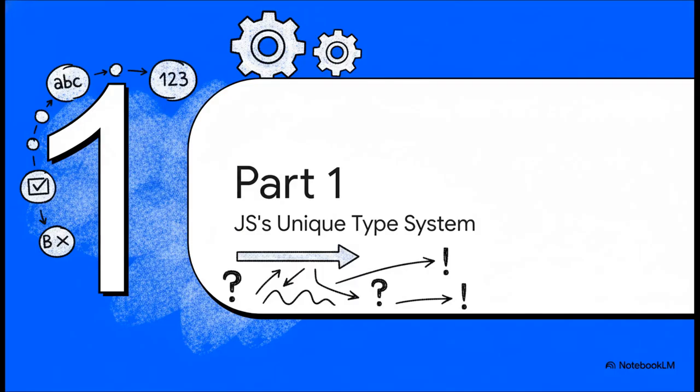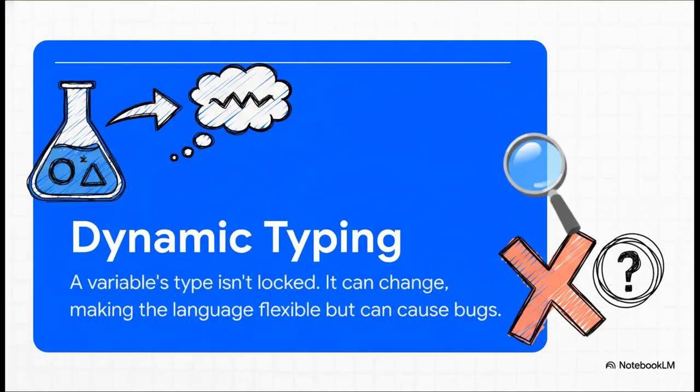All right, part 1, JavaScript's unique type system. First things first, let's talk about something that's, well, a little quirky about JavaScript, and that's how it handles data types. This is one of the biggest things that makes it different from a lot of other languages out there. So JavaScript is what we call dynamically typed. What does that even mean? Well, it means a variable's type isn't set in stone.